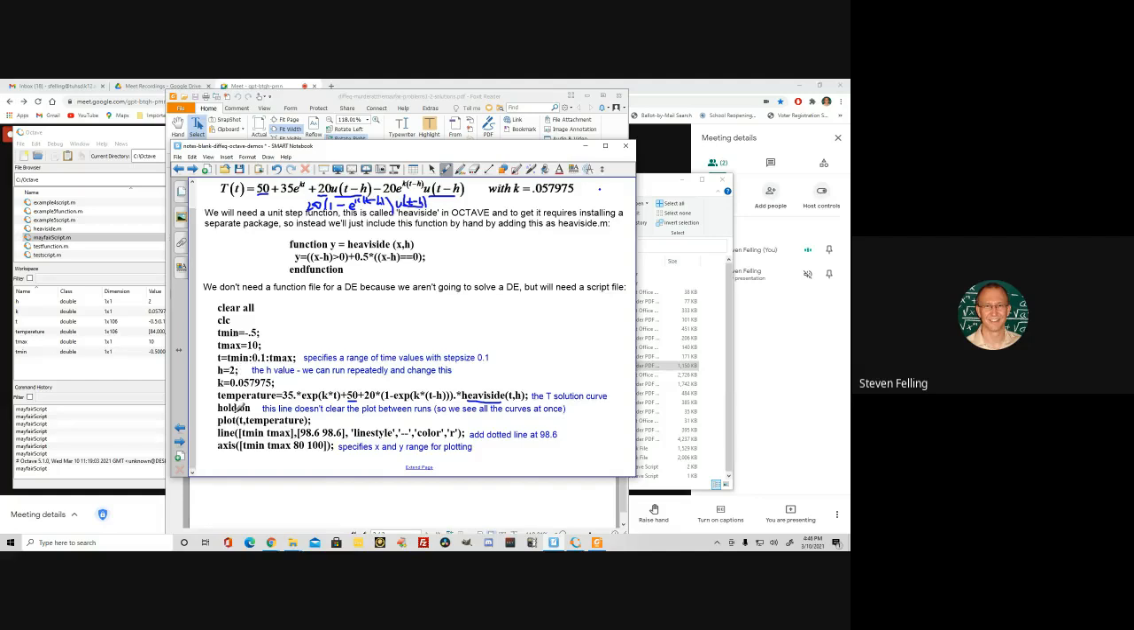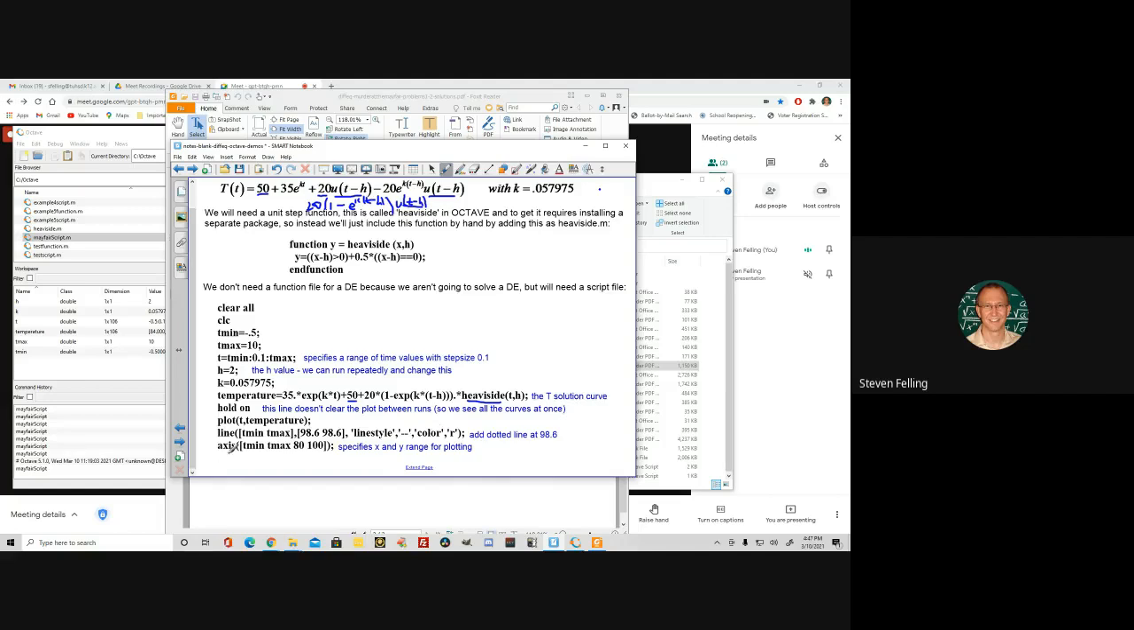This line here makes it so that the plot doesn't clear, so that if I run this over and over again, it keeps adding the new plot to the old plot so we can see them all on the same plot. Then we're going to do a plot where the x value is time, the y value is temperature. And then we're going to add a line to go from Tmin to Tmax, and for y, I want it to start at 98.6 and end at 98.6. So it's a horizontal line at the temperature 98.6. Line style, make it dashed and the color red. So this is just adding a dotted line at the temperature 98.6 so I can easily see when our curve intersects that so we can determine the time.